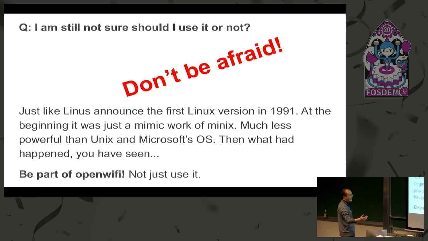So, just like the first version of Linux, right? At the beginning, I don't think Linux's target was to beat IBM Unix or HP Unix, right? At the beginning, it was just a mimic work of Minix, which is used to teach students the operating system in the university. That was Linus's first mimic work, because he was not satisfied with the Minix license condition, if I remember correctly. So he made the first version of Linux by himself in his dorm and then released it. So what happened next, you have seen in the past many years.